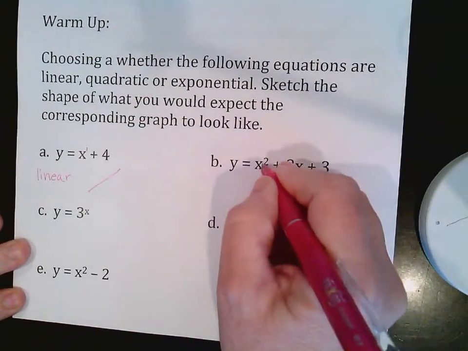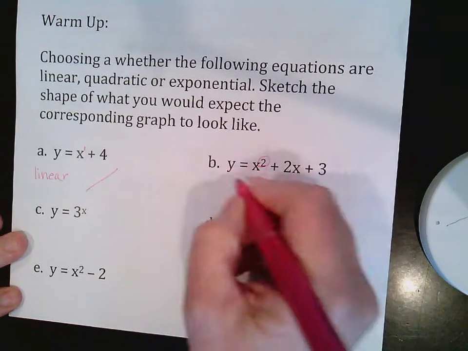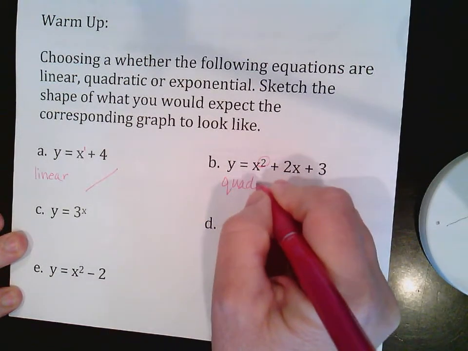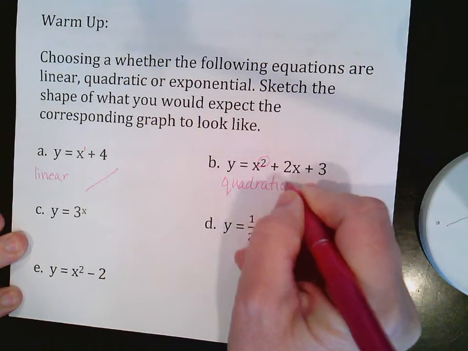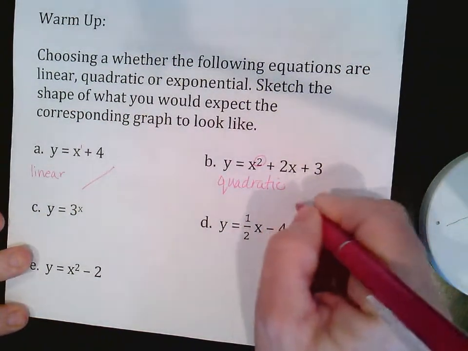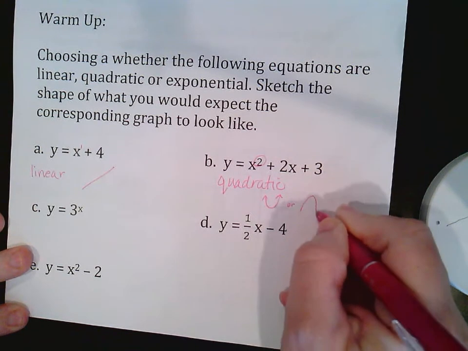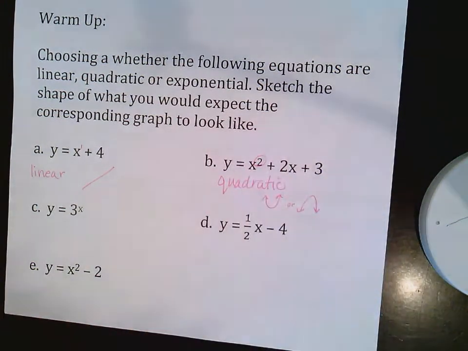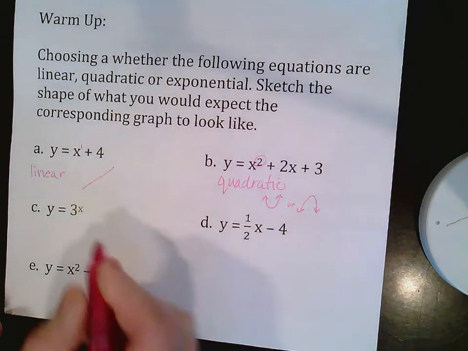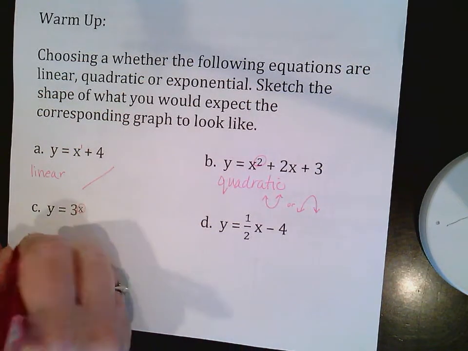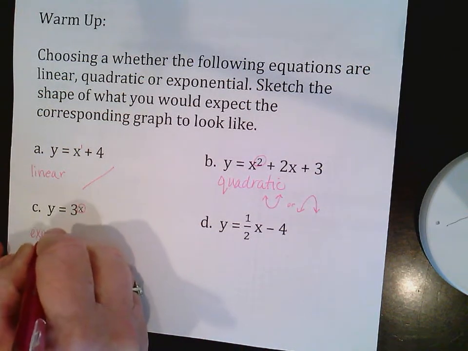On B, we have a degree of 2, and we know that those are quadratic. And what we know about quadratic equations is that they're parabolas. So they're going to open up or they're going to open down, but they're parabolas. So if we see an x squared, if our degree is 2, we know that we're going to have a quadratic. Here, where our exponent is our variable, that's an exponential function.